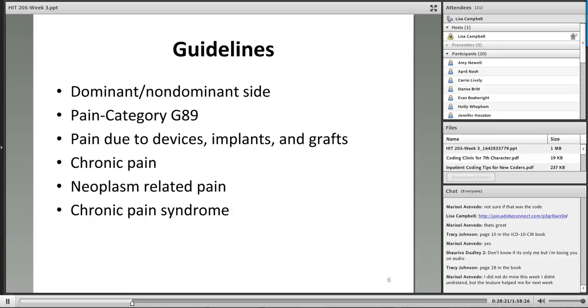The rest of the guidelines are looking at post-op pain, chronic pain syndrome, neoplasm-related pain. Make sure that you read those guidelines. Again, I do not have time to go through all of them, but I encourage you to read them before you even read the chapter.